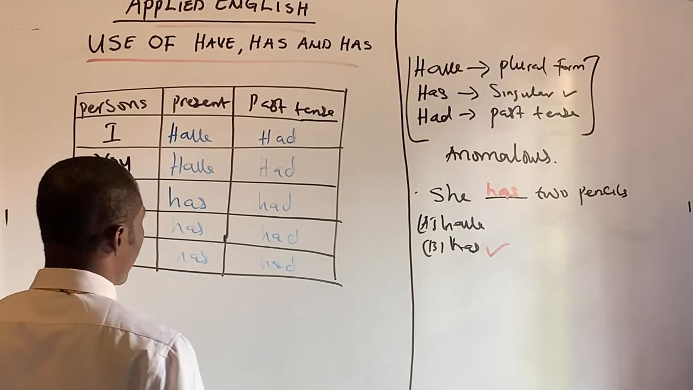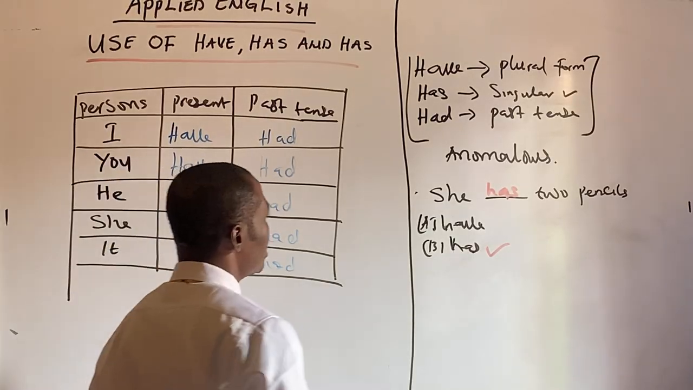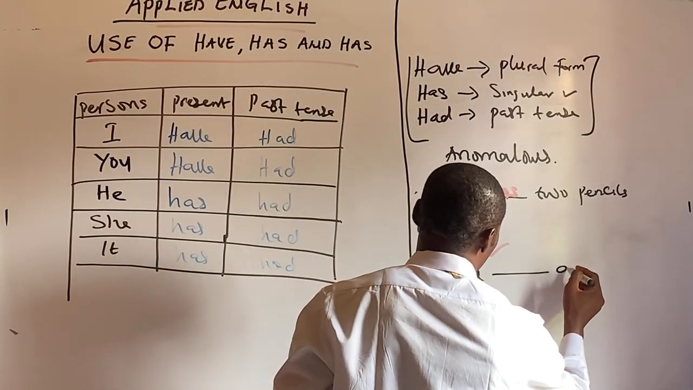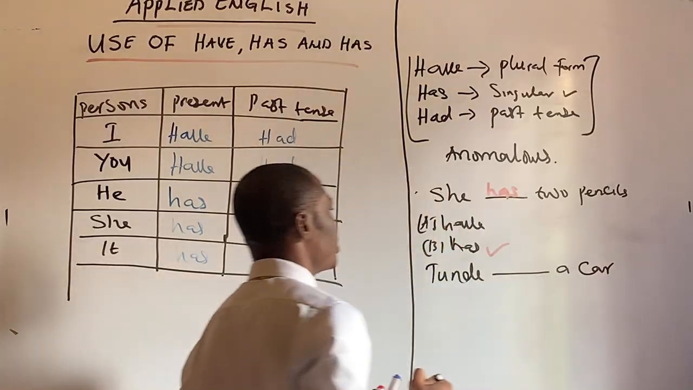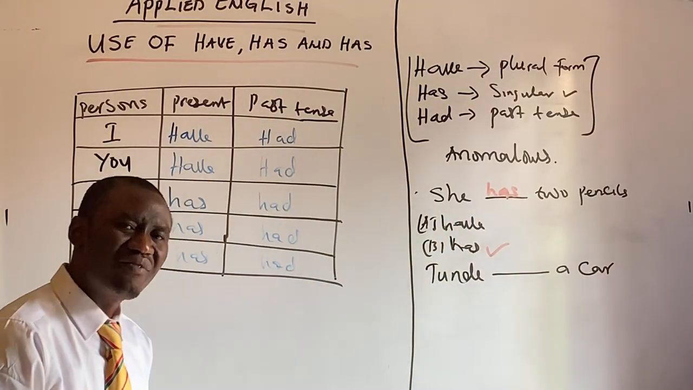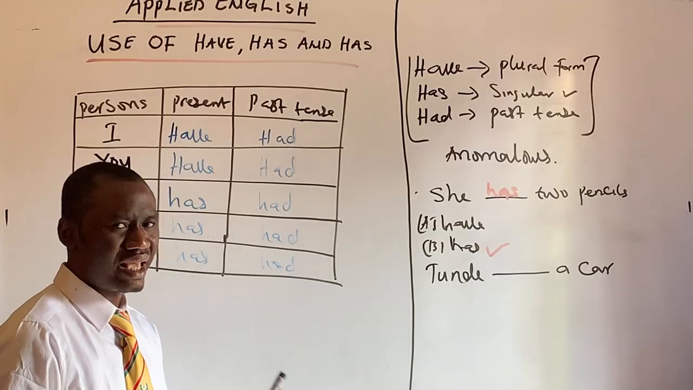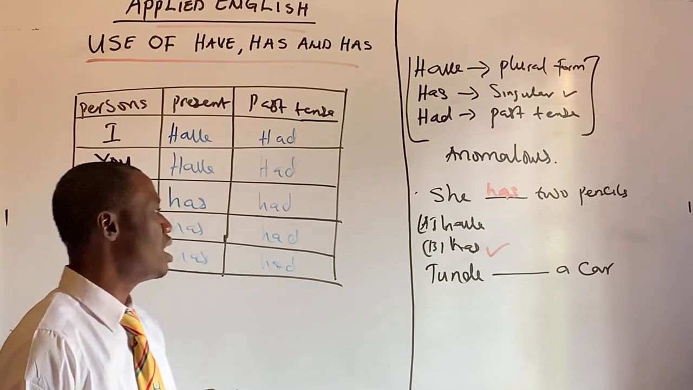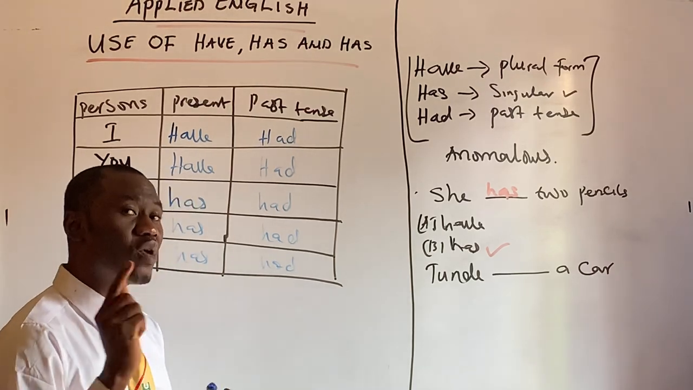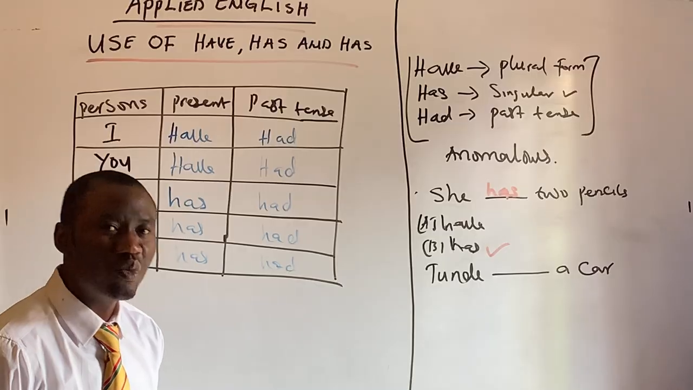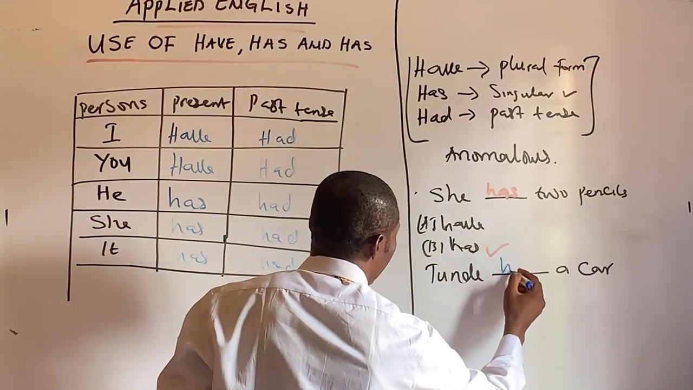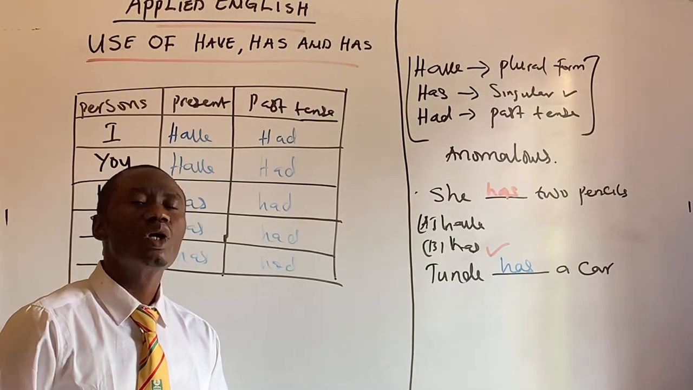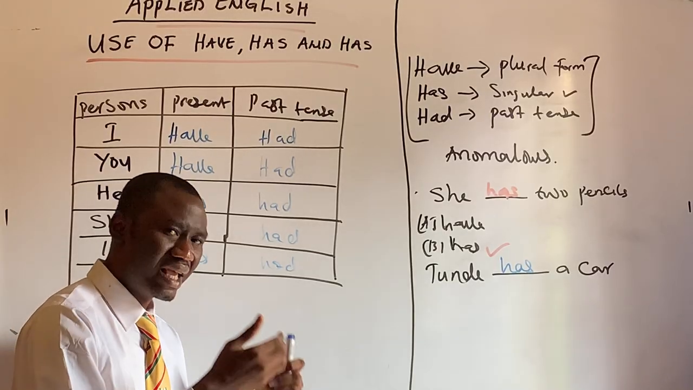All right, so we'll move to the next one. Let me give you another question. Let's say Tunde dash a car. Is it Tunde have a car or Tunde has a car? Well, Tunde is the third person singular subject. So because Tunde is the third person singular subject, the answer will be Tunde has a car. So we don't say Tunde have a car. Rather, we say Tunde has a car.